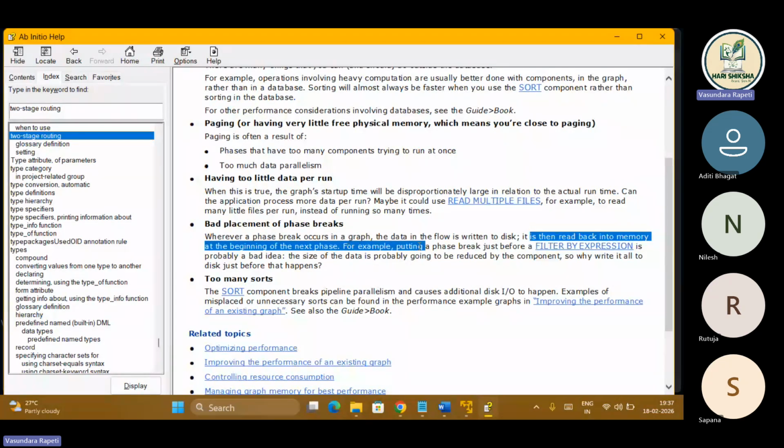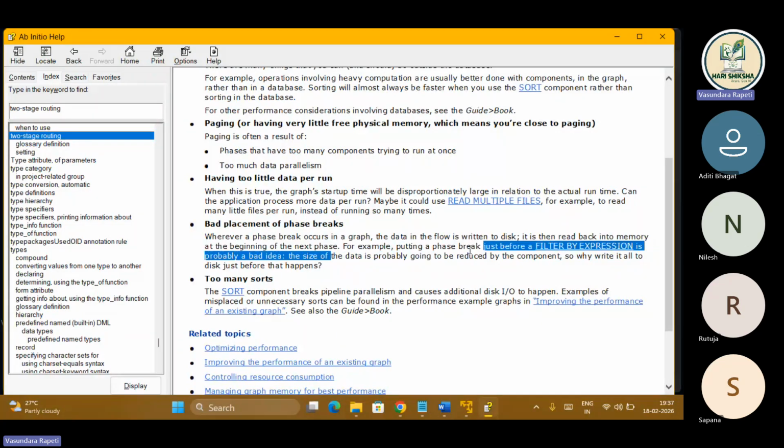For example, putting a phase break just before filter by expression is probably a bad idea. The size of the data is probably going to be reduced by the component. Already it's going to reduce the size of the data. So why write it all to disk just before that happens, right? You are already going to filter it. So before that, why write the data on the disk?